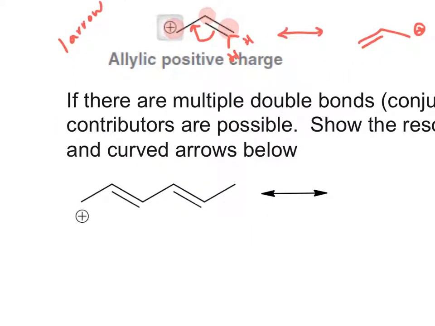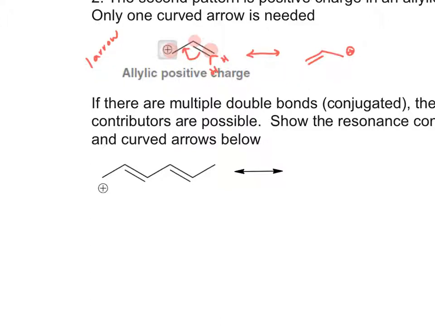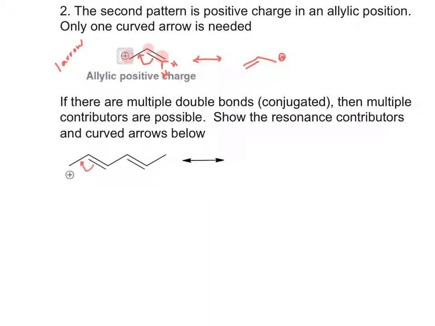If we look at this structure, do we have a positive charge in the allylic position? Yes, right? So we have a double bond. We've got a positive charge directly adjacent to that. So with this one, we can do the same thing. 1 arrow. I'm going to stop there, though, right? And I'm going to draw the resultant structure because of that.